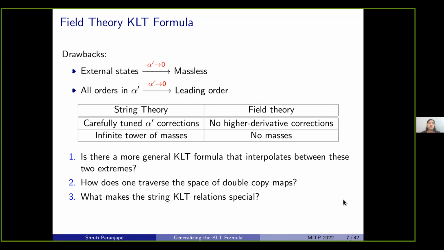How does one walk around in the space of double copy maps rather than the space of theories that can be double copied? And once we have a way to do these things, how do we identify which points in this space correspond to string theory, and is there anything that makes those points special?